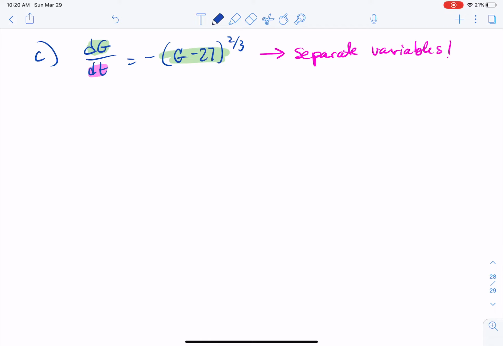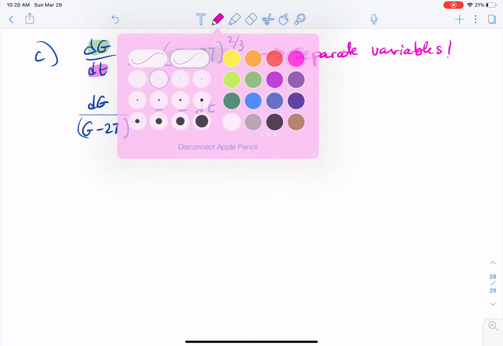So I'm going to have dg, and I get it over there by dividing, over g minus 27 to the 2/3 power. And notice that I'm going to leave the negative over here on the right-hand side, because it's going to be really easy to deal with that negative when it's just attached to a dt. I have separated the variables successfully. I gained my first point.